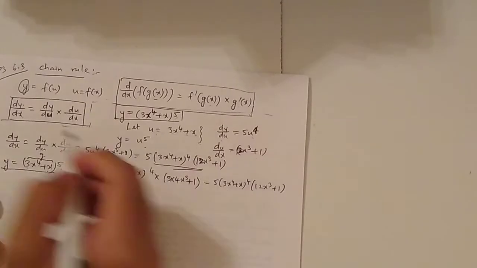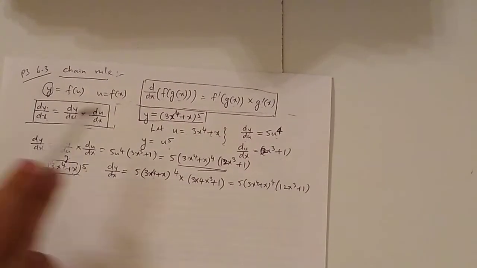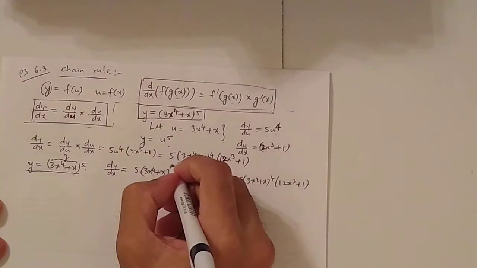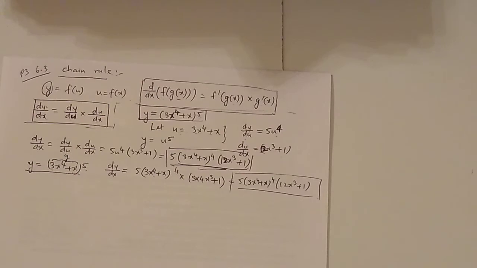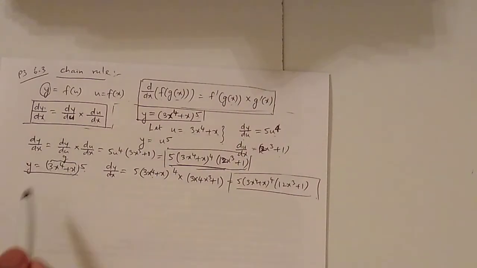Notice that in both the cases, irrespective of whether you use the substitution u and then use this rule, or whether you directly differentiate the outer function and then the inner function, you get the same answer: 5 into 3x raised to 4 plus x, the whole raised to 4, into 12x cubed plus 1. Both versions of the chain rule are acceptable, and both of them are going to give you the same answer. It's all up to you to decide whether you want to use the substitution u and do it in 2 separate steps, or try to do the entire thing in a single step.